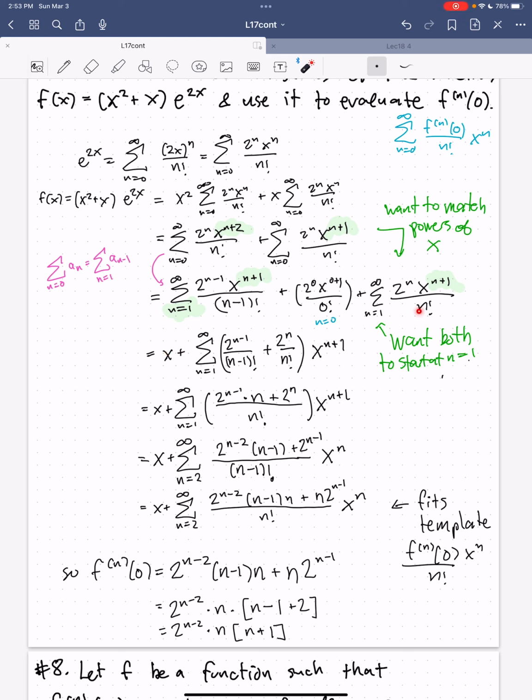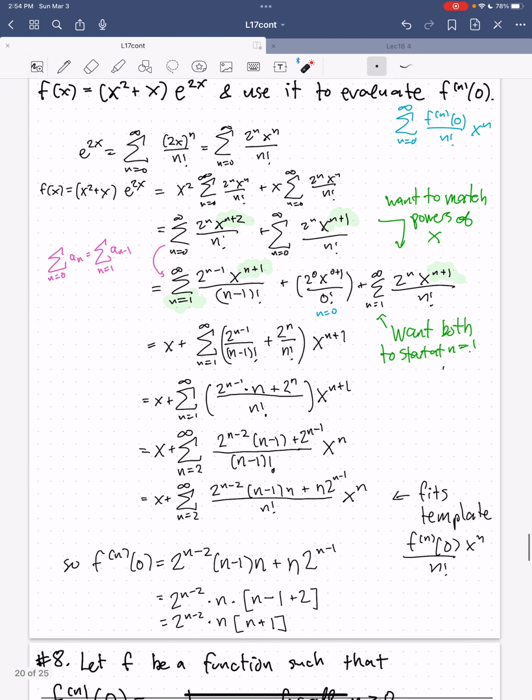When we combine these two together, we see that we've got 2 to the power of n minus 1 over n minus 1 factorial here, and then 2 to the power of n over n factorial here. We can add these together into the same fraction by multiplying the top and the bottom of the first term by n, so then we get n factorial. But then the problem is we need to match this template here, we need it to be in front of x to the n. That actually tells us what our nth derivative is.